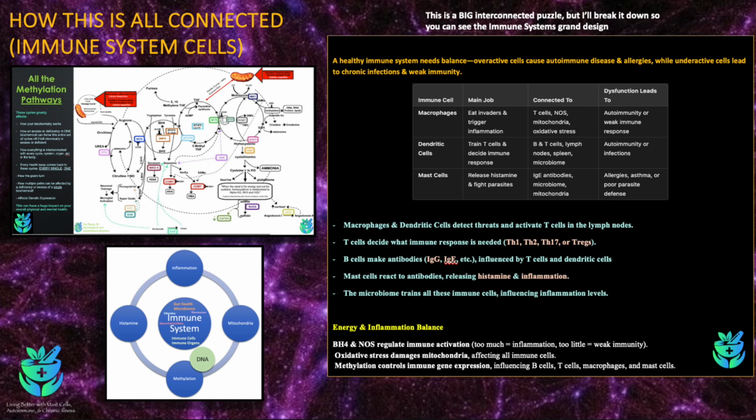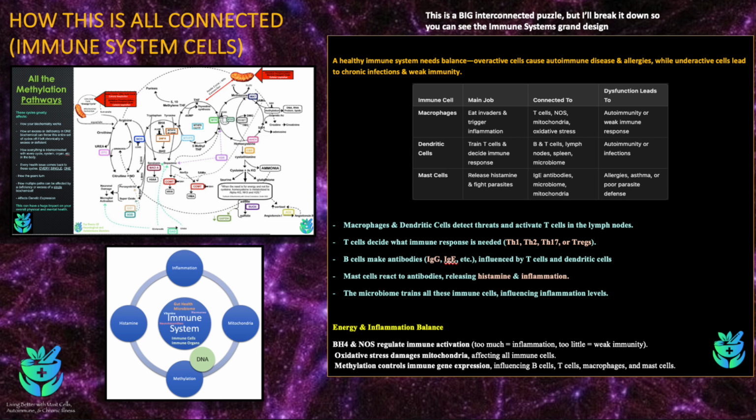A healthy immune system needs balance. Overactive cells cause autoimmune diseases and allergies, while underactive cells lead to chronic infections and weak immunity. Now, we've talked about the immune cells, their main jobs, what they're connected to, and what dysfunction does.